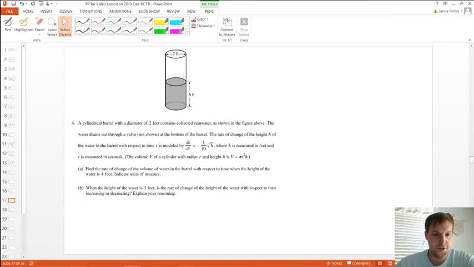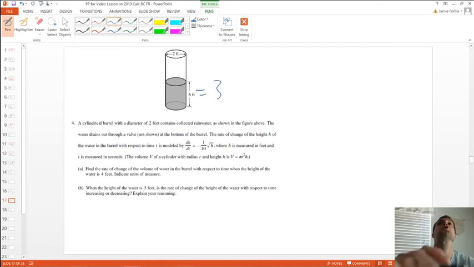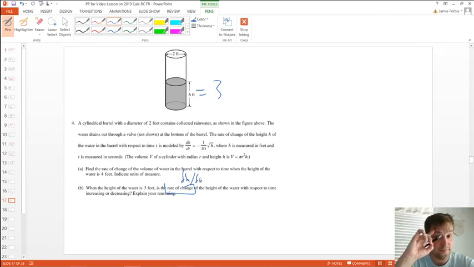B says when the height of water is 3, okay, so when h is equal to 3, birds be quiet. When the height equals 3, the rate of change of the height of the water with respect to time, so is dh over dt, is that function or is that value increasing or decreasing? And explain your reasoning. Okay, so it wants to know is the rate of change increasing or decreasing? So it wants to know is that dh over dt increasing or decreasing?